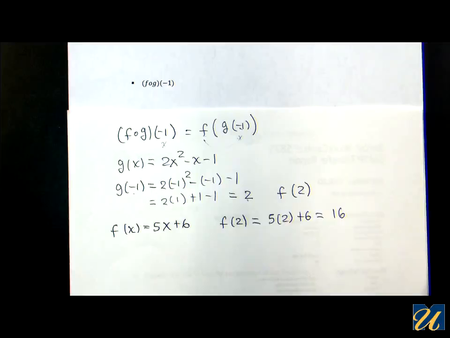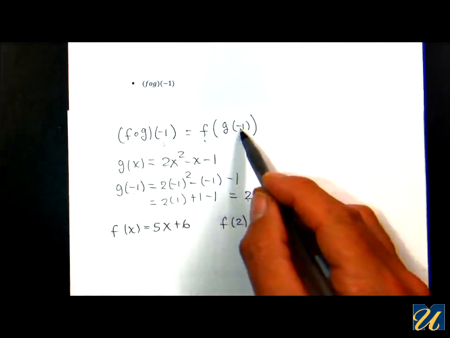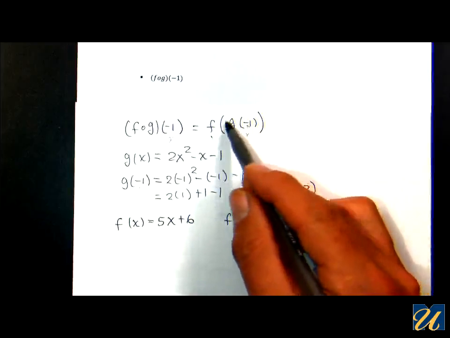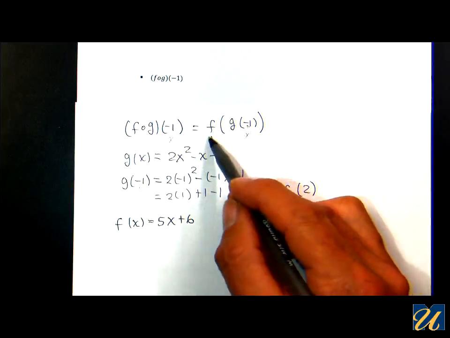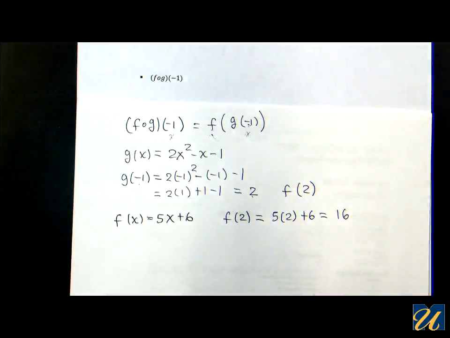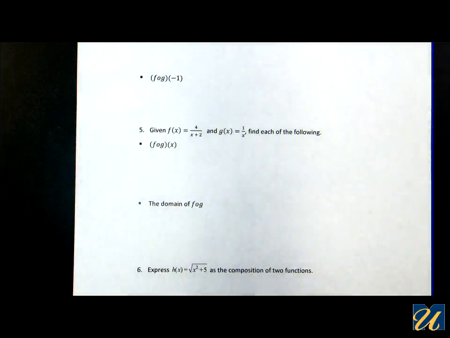We could form the composition and then substitute a negative 1, but it's far easier if you have a numerical value for x to first compute this and get that numerical value, and then substitute that numerical value into the other function. Makes the math a lot easier. Let's see what else we have left to do.